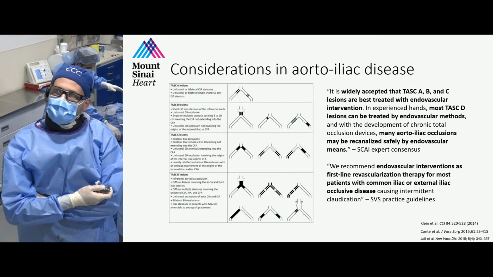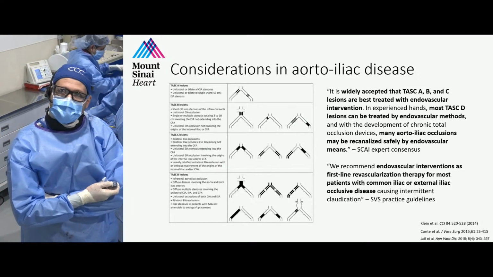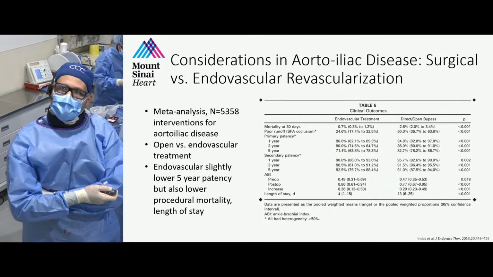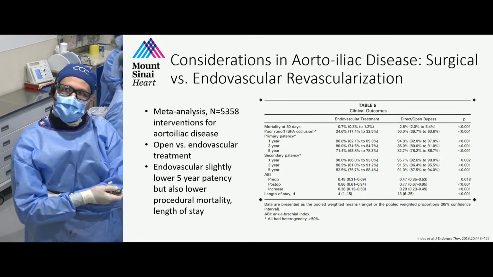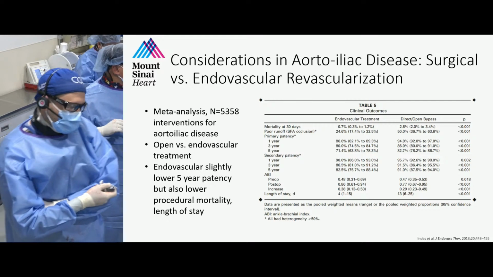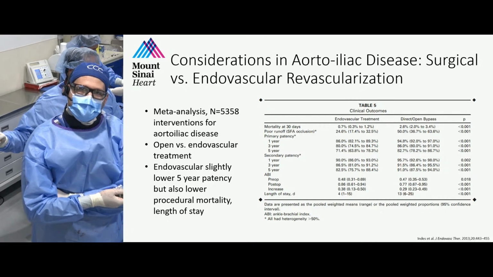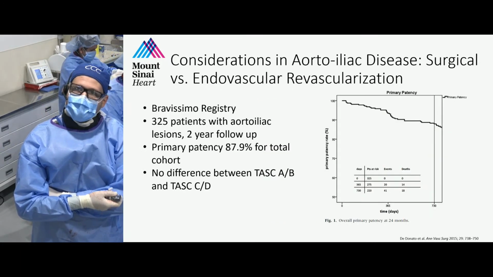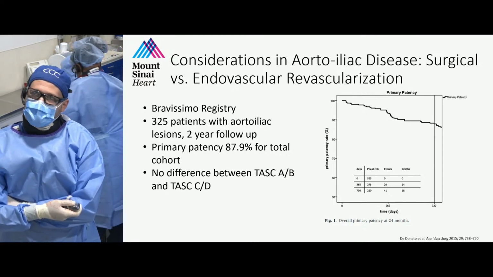But more and more, the societies that make guidelines are recognizing that these are endovascular first lesions, really almost no matter how complex they are. And that's backed up by data. This is just a representative example: a meta-analysis of 5,000 patients comparing open versus endovascular repair of aorta iliac disease, and it showed similar or slightly less patency in endovascular revascularization, but significantly increased 30-day mortality with surgery. And again, at 5 years, fairly similar patencies. And that holds true across, again, all stratifications of lesion complexity.